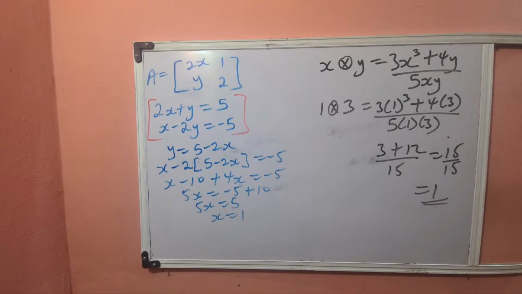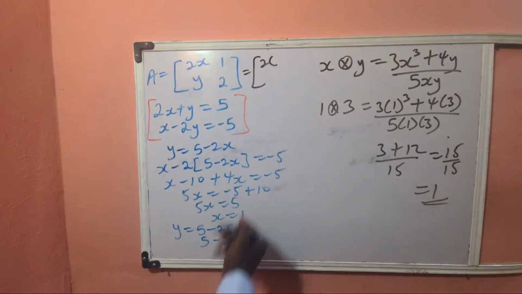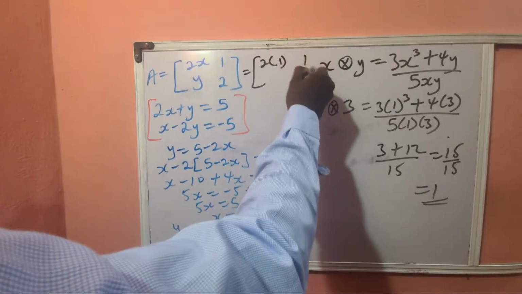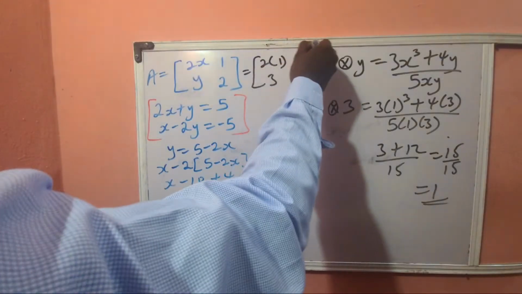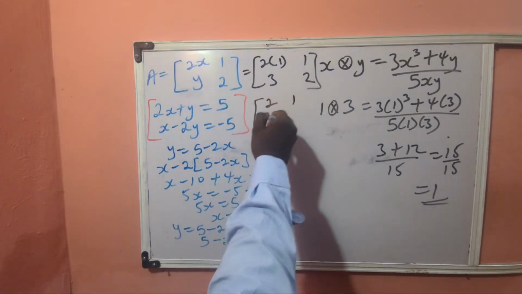Of course, if x is equal to 1, I can go on to get my y value with 5 minus 2 into bracket 1. That will be 5 minus 2, that will be 3. So I've been able to get my x value as 1 and my y value as 3. So I can get my new matrix now to be 2, my x is 1, my y is 3. So I have a complete matrix now.